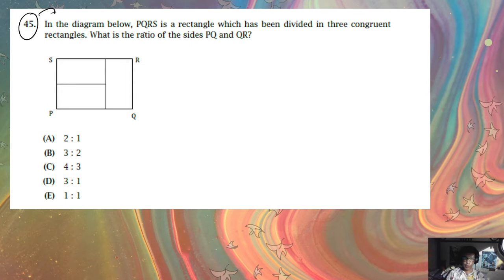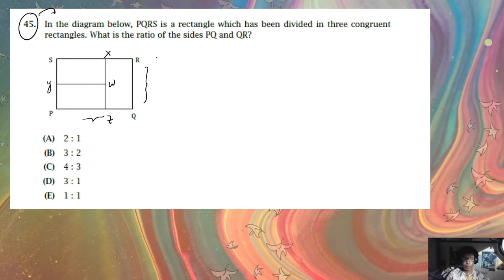In the diagram below, PQRS is a rectangle which has been divided into three congruent rectangles. What is the ratio of sides PQ and QR? As you can see, we have congruent rectangles and also similar rectangles. If these three smaller rectangles are the same as each other, we can start naming them. Let's say this is point Y, this point W, point X, and this is point Z.